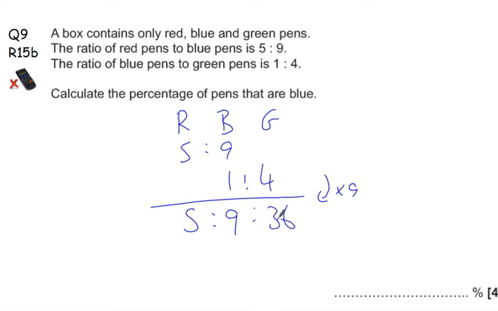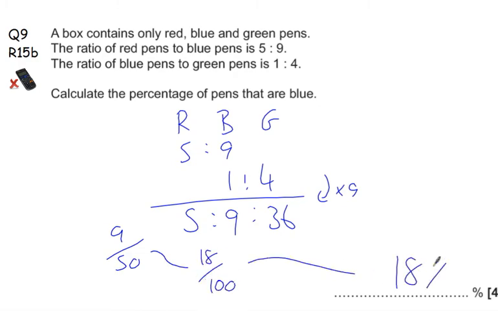Calculate the percentage of pens that are blue. Blue is 9 out of the total. Add them, I get 50. 9 over 50 is 18 over 100. 18%.